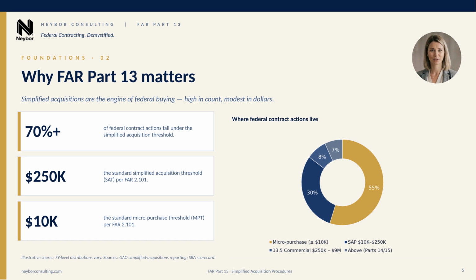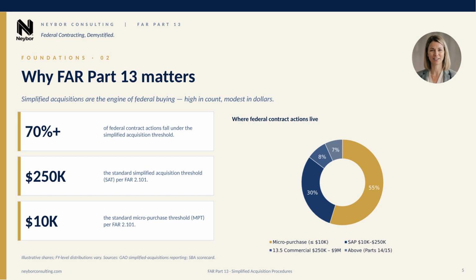Why does this matter for your business? Look at the numbers on the left. Roughly 70% or more of federal contract actions, the actual number of awards, not the dollars, happen under the simplified acquisition threshold. That threshold sits at $250,000. The micro-purchase threshold, where a contracting officer can buy on a credit card with almost no formality, sits at $10,000.